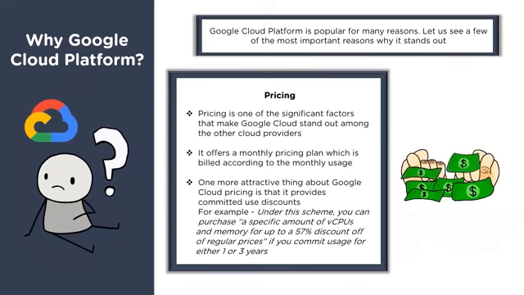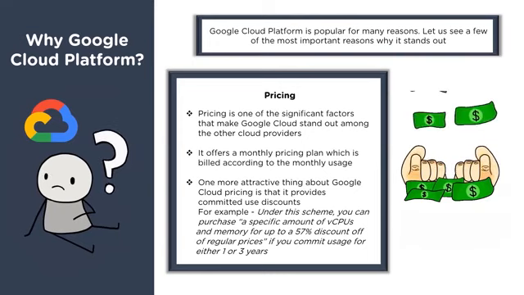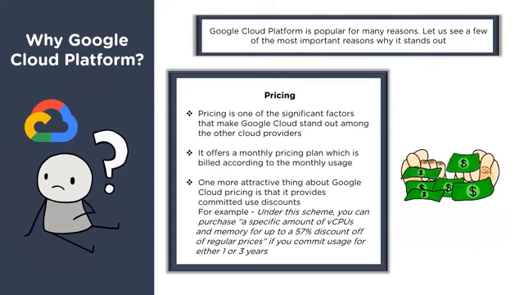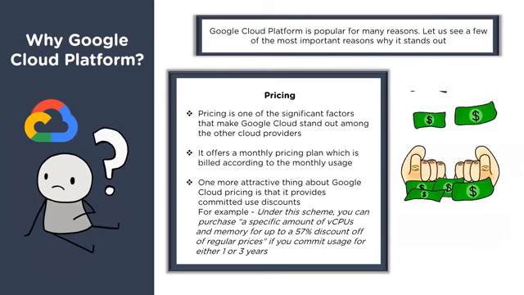One more attractive thing about Google Cloud pricing is that it provides committed use discounts. For example, under this scheme, you can purchase a specific amount of virtual CPU cores and memory for up to 57% discount off regular prices if you commit usage for either 1 or 3 years. Now, this is just one option. There are various such options which you can learn about from the Google Cloud's page, and that really suits different customers for their different requirements.